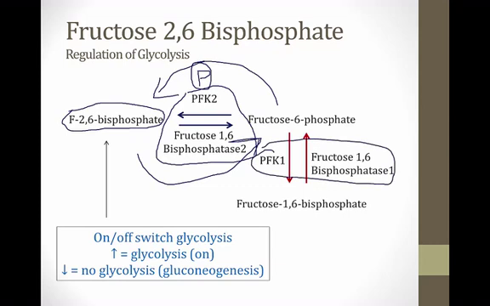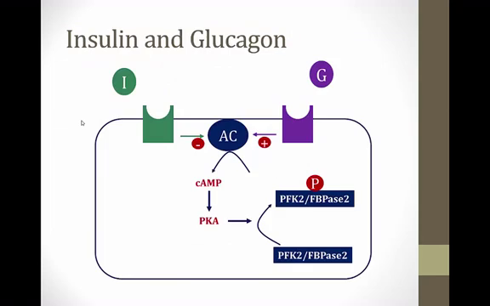This is a very confusing system, but if you just remember what I've written in this box here and think of fructose 2,6-bisphosphate as an on-off switch for glycolysis, you can usually figure out what's going on at the enzyme level. There's a complex second messenger system whereby insulin and glucagon regulate the levels of fructose 2,6-bisphosphate inside of cells.